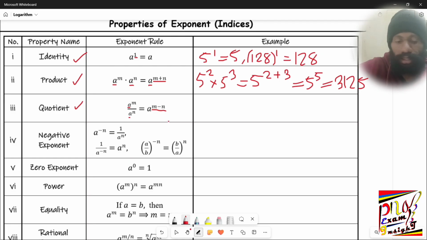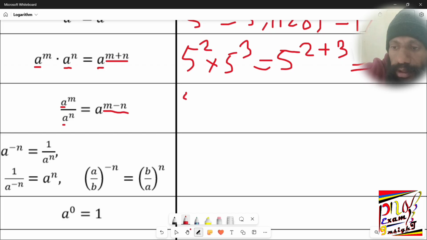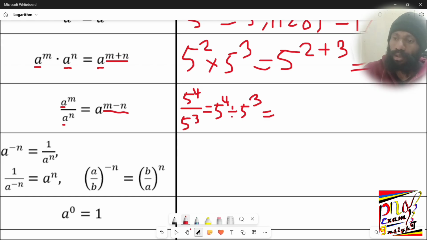So for instance, okay, let me see, we have, okay, rather 5 to the power of 4, sorry, let me just enlarge a little bit. So let's say 5 to the power of 4 divided by 5 to the power of 3. It can be written as a fraction, or it can also be written as 5 to the power of 4 divided by 5 to the power of 3. So you can see we have the common base here, 5 and 5.